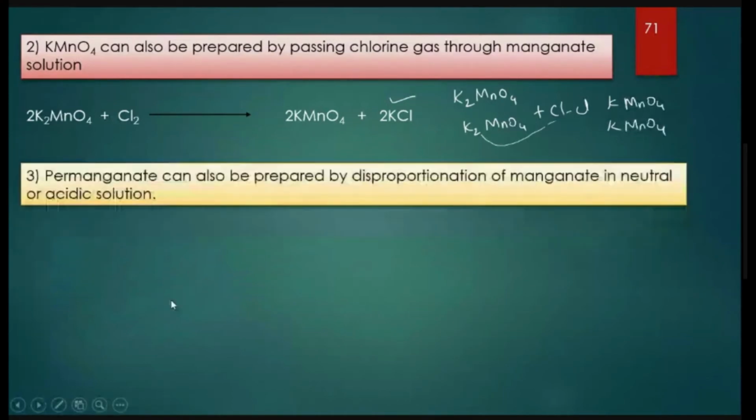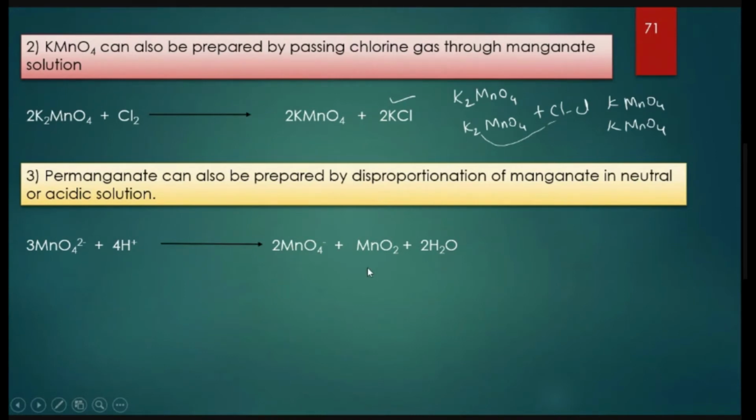Next method is permanganate can also be prepared by disproportionation of manganate in neutral or acidic solution. So here I have taken the example of manganate ion undergoing a disproportionation in acidic solution. Here 4 H plus ions are from the acid. So this leads to the formation of a permanganate ion along with manganese dioxide and water. Here manganese is undergoing simultaneous oxidation as well as reduction reaction.